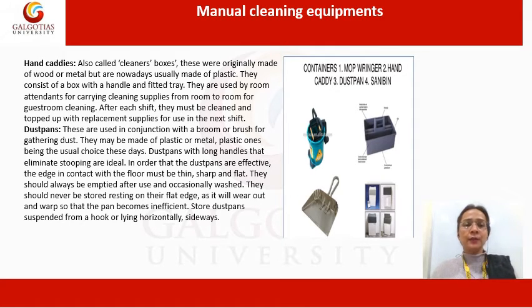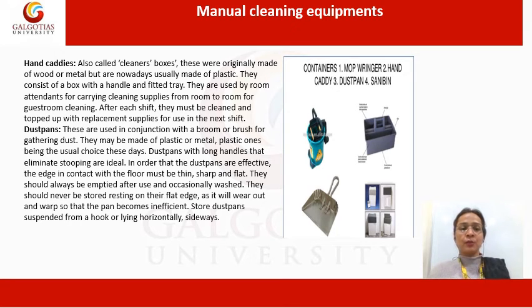Dustpan. These are used in conjunction with the broom or brush for gathering the dust. They may be made of plastic or metal, plastic being the usual choice these days. Dustpans with long handles that eliminate stooping are ideal. In order that dustpans are effective, the edge in contact with the floor must be thin, sharp and flat. They should always be emptied after use and occasionally washed.